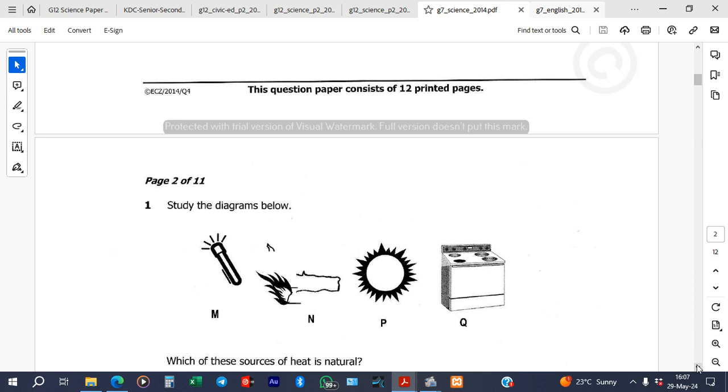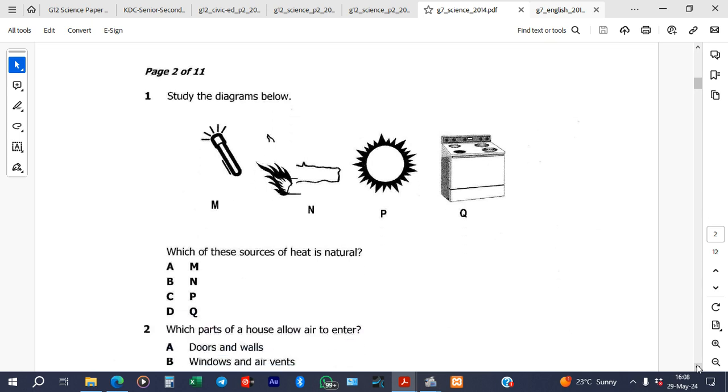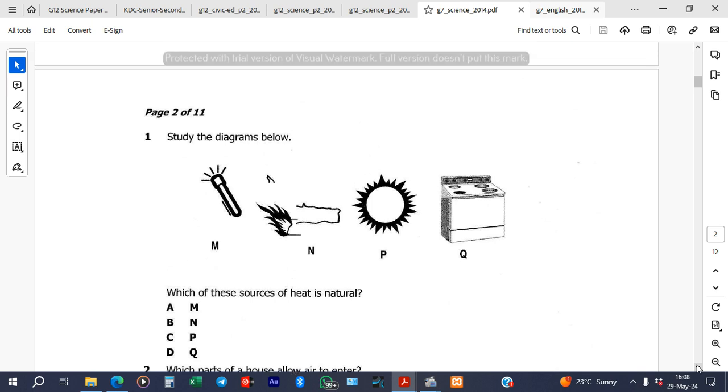So M, you have a torch there. N, I think that is a fire. P, that is the sun. Q, that is our stove. So which one of these occurs naturally? Okay, so you notice that your answer there is P. P occurs naturally without anyone causing it to happen, and that is the sun. So C would be the correct answer.